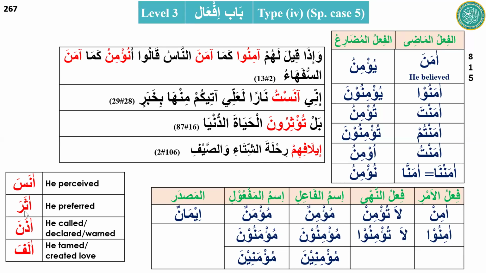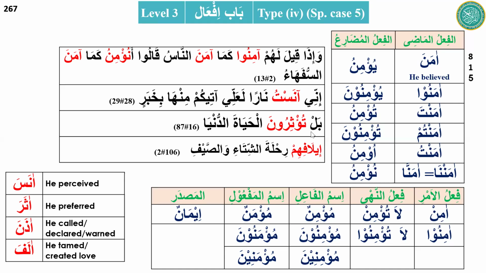Go ahead, Athara, fit it here. Athara, atharu, atharta, athartum, athartu, athanna. Yu'thiru, yu'thiruna, tu'thiru, tu'thiruna, u'thiru, nu'thiru. Athir, la tu'thir, mu'thirun, ithar. Athara means he preferred. Yu'thiru means he prefers or he will prefer. Mu'thirun means the one who prefers.